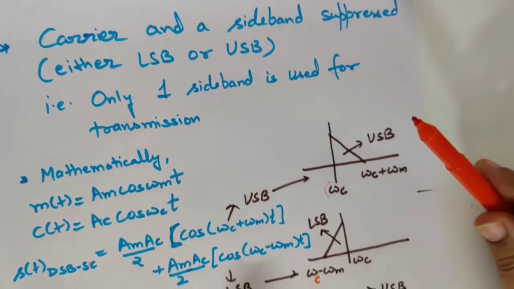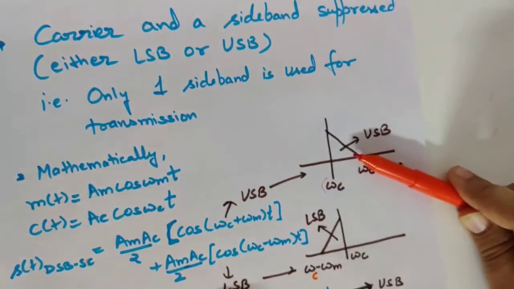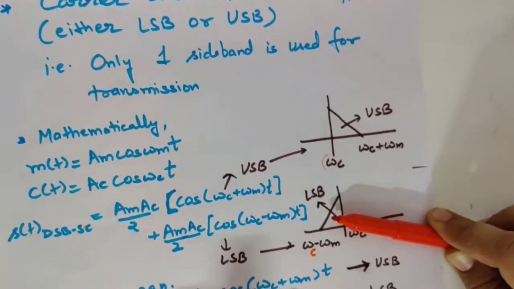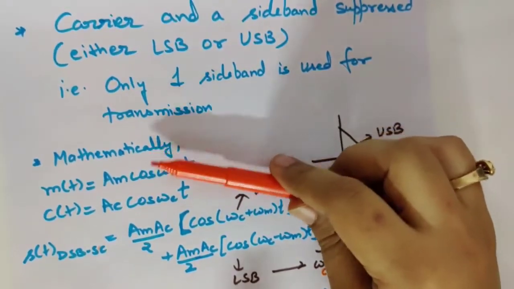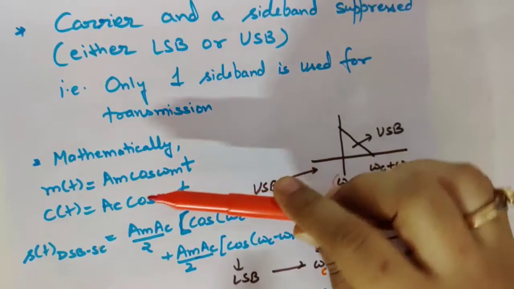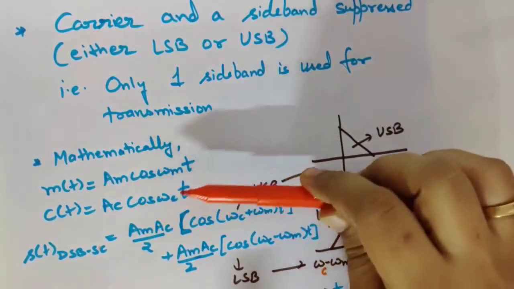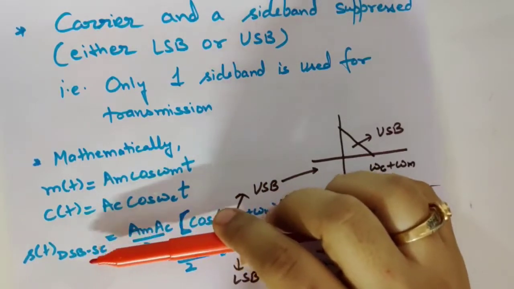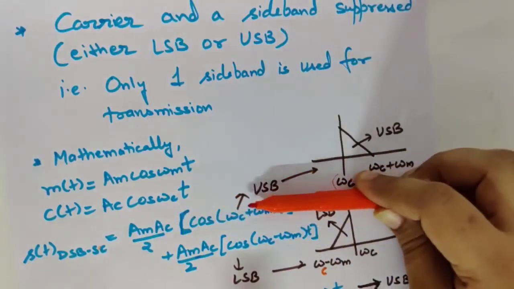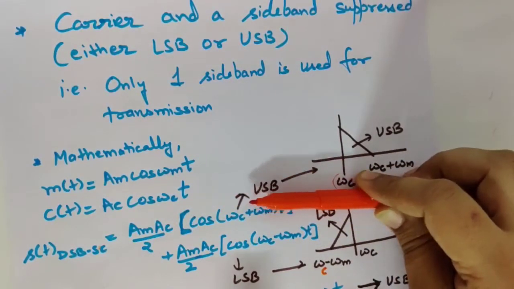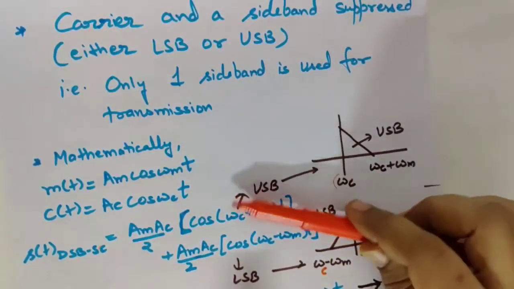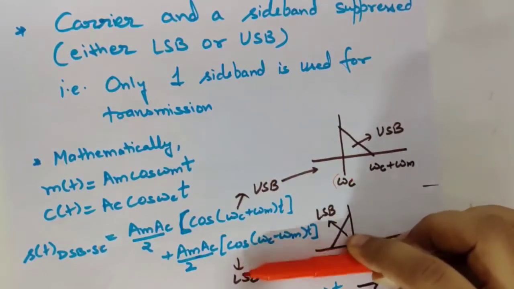Let's take the spectrum like this. In this, only the upper sideband is sent, and this is if the lower sideband is sent. Mathematically, we take the message signal as Am cos omega mt and the carrier as Ac cos omega ct. The equation of DSB-SC is Am Ac by 2 cos (omega c plus omega m)t plus Am Ac by 2 cos (omega c minus omega m)t. This is for the upper sideband, and this is the equation for the lower sideband.